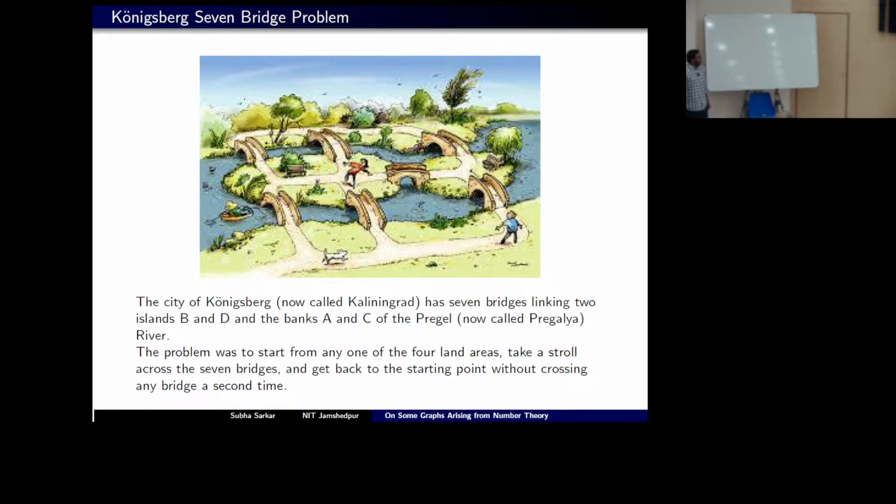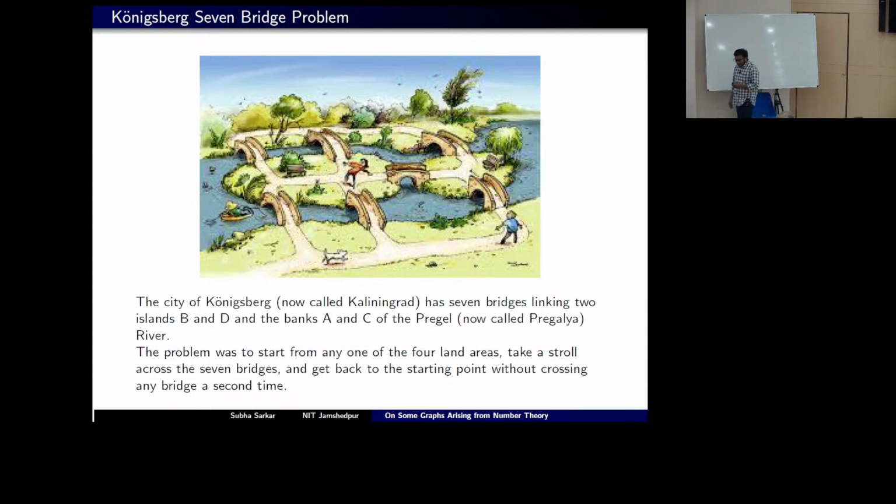So this is the problem: you start from some land area and find a walk which crosses all the bridges exactly once, and you have to come back to the same land area where you started. Now, if you try to solve this by hand, you will see that you are not getting any such walk. That means if you find any walk, you will find that at least one bridge you have to cross twice.